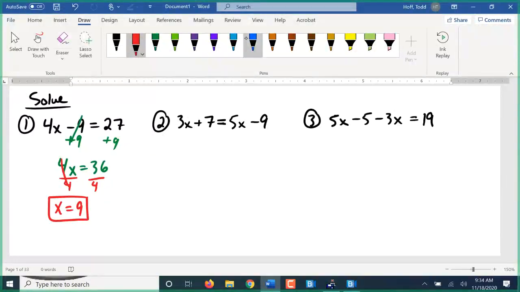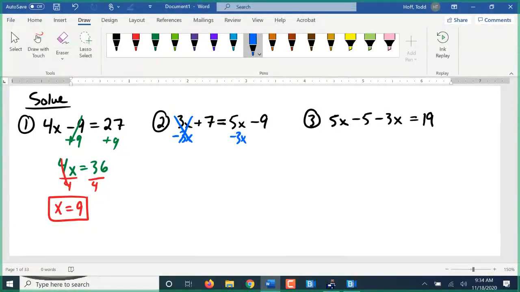Number 2, again, combine what we can on either side. Well, there's nothing to combine here. Make sure the variable's on only one side. Well, the variable is on both sides here. So we're going to get rid of one of them. 3x is the smaller one. It's positive, so I'm going to get rid of it by subtracting 3x. I have to subtract 3x from the other side as well.